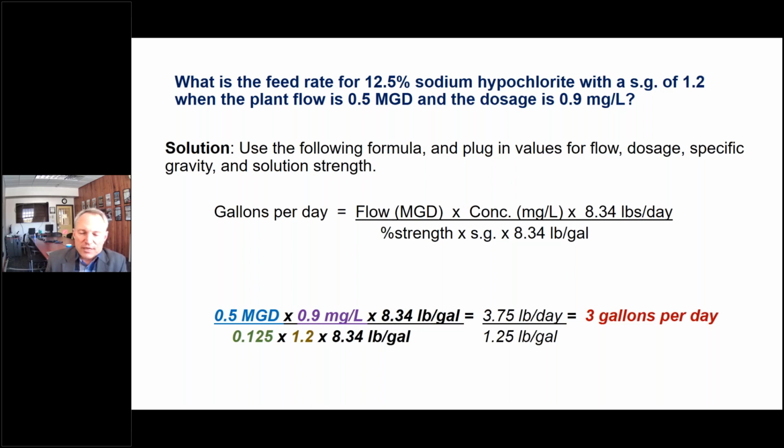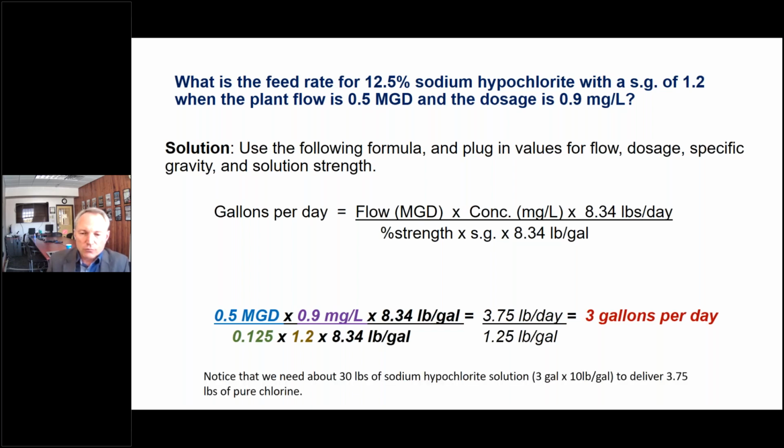Now think about this for a second. That 3 gallons, how much does that 3 gallons weigh? Well, each gallon weighs 10 pounds, correct? So we have 30 pounds of sodium hypochlorite in order to deliver 3.75 pounds of pure chlorine. So I hope that gives a kind of a conceptual picture of what we're doing. In every case, we're trying to add enough material to deliver the required amount of chlorine, pure chlorine, or elemental chlorine.